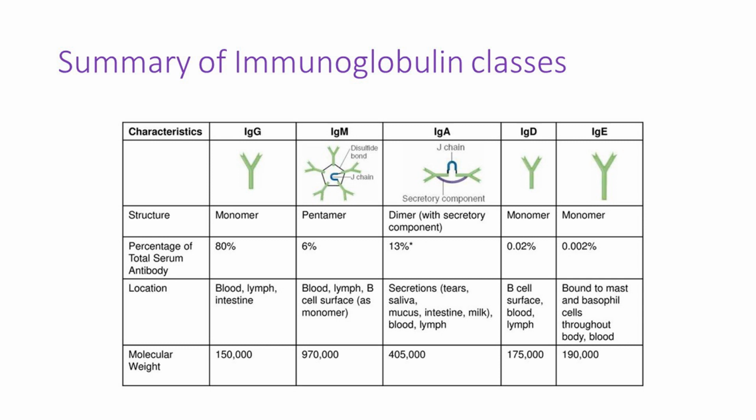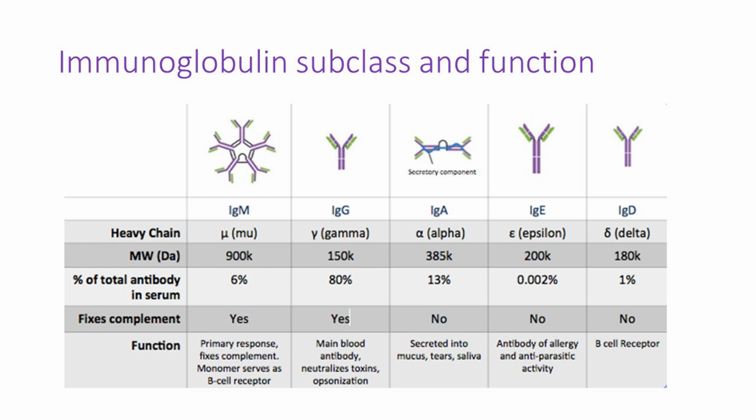IgM consists of 5 immunoglobulins, combined to give it its classical pentamer structure. It has the highest molecular weight, and is also widely distributed in blood and lymphatics. IgA is a dimer, and is found on mucosal surfaces, secretions, and blood. IgD and IgE are monomers which are found in small amounts compared to the other antibodies. Each immunoglobulin class has different functions.